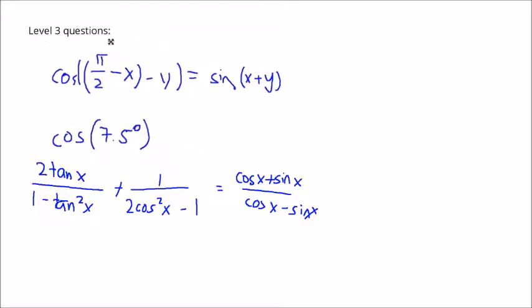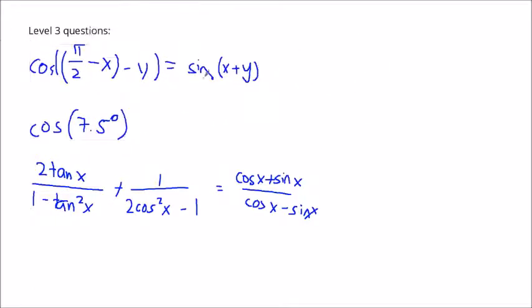Level 3 questions. These questions are tedious. They're not necessarily hard, they're just tedious, right? Let's be honest. I'm going to be really honest. These questions are probably not hard, they're just going to be tedious. So, let's go. We have cosine of this minus this, and then sine of these.